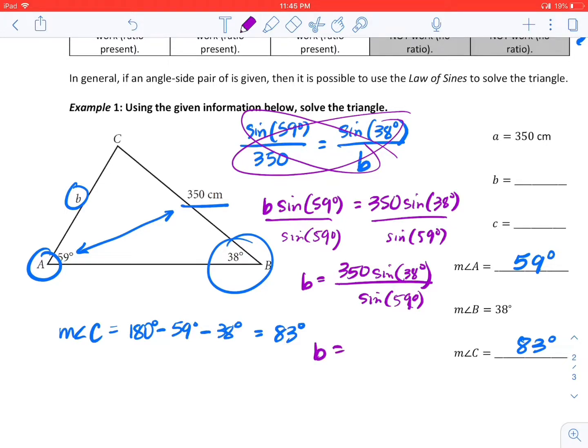Also, make sure that when you're using your calculator, I forget to say this often, but make sure that your calculator is in degree mode and not radian mode. Degree mode, the DEG, and not the RAD. We don't want radian mode just because we are not dealing with radians in this class. That's for next year and the year after for you guys. So let's proceed forward. 350 times the sine of 38, divided by the sine of 59.